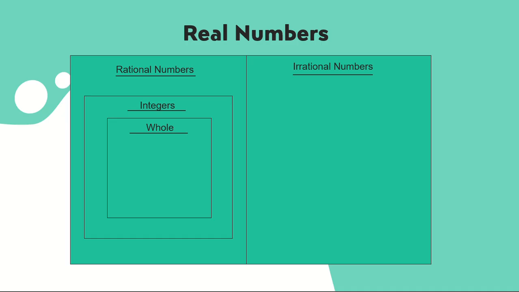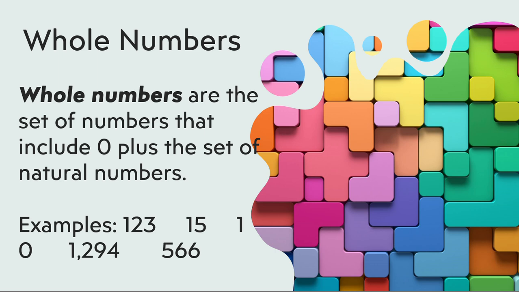This is how it is displayed. Again, do not worry about irrational numbers. You'll learn about that at a later date. But we do need to know what a rational number is, what an integer is, and what a whole number is. Whole numbers are basically just counting numbers, including zero. So 0, 1, 2, 3, and we can continue going in that same manner.